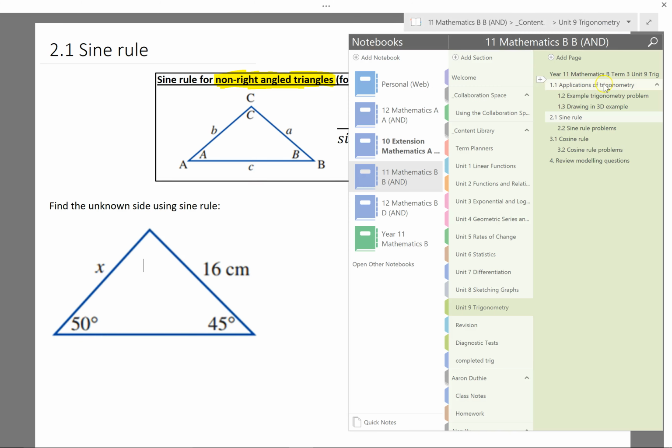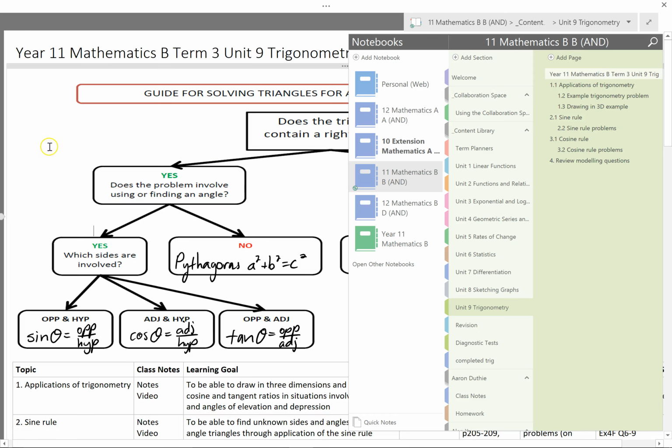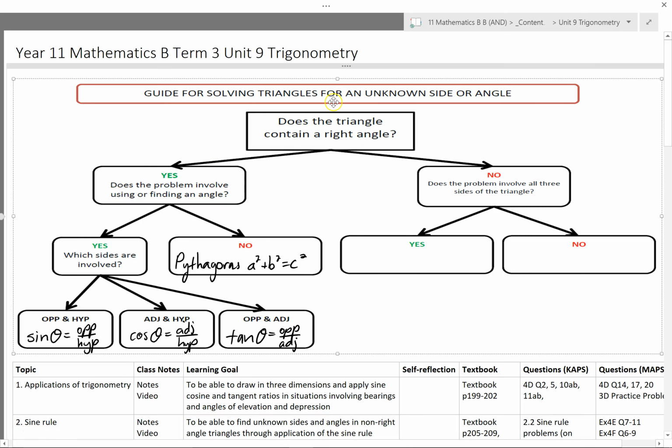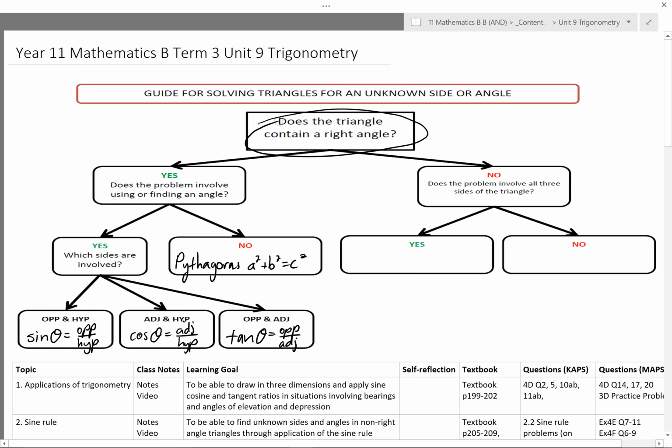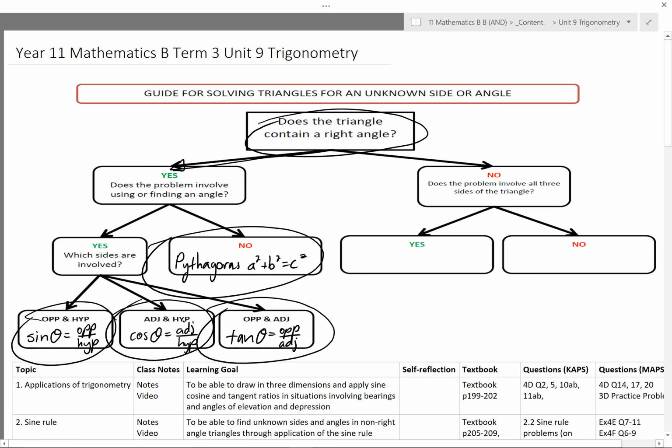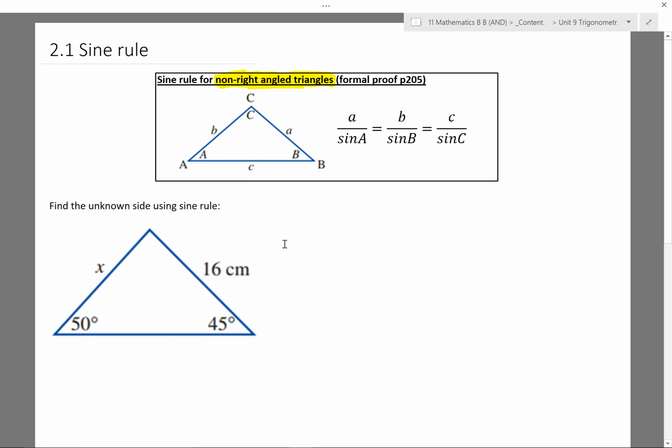So if I look at my decision rule, when I'm up here, does the triangle contain a right angle? If I could answer yes, I could use all this stuff I already know: sine, cosine, tan, Pythagoras. However, I'm over here in the no section where I'm going to need to use something different. When I was using sine, cosine, and tan, I would have my triangle and the angle that I'm interested in, and I'd label the sides opposite, hypotenuse, and adjacent with a right angle here.